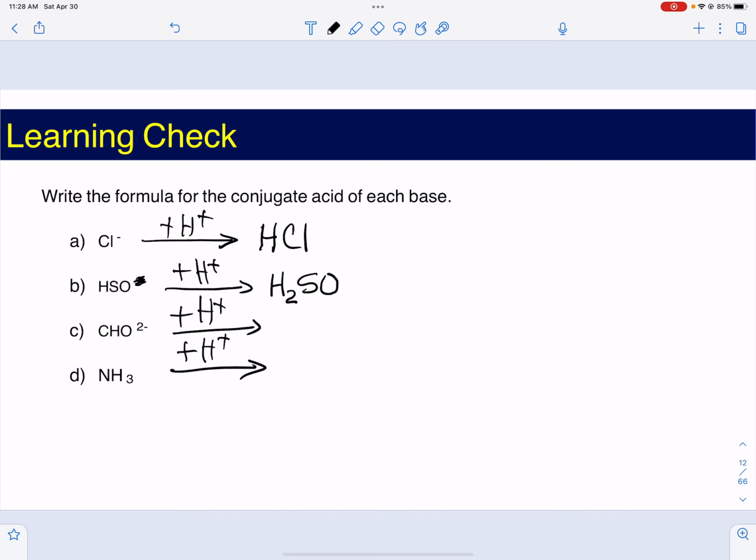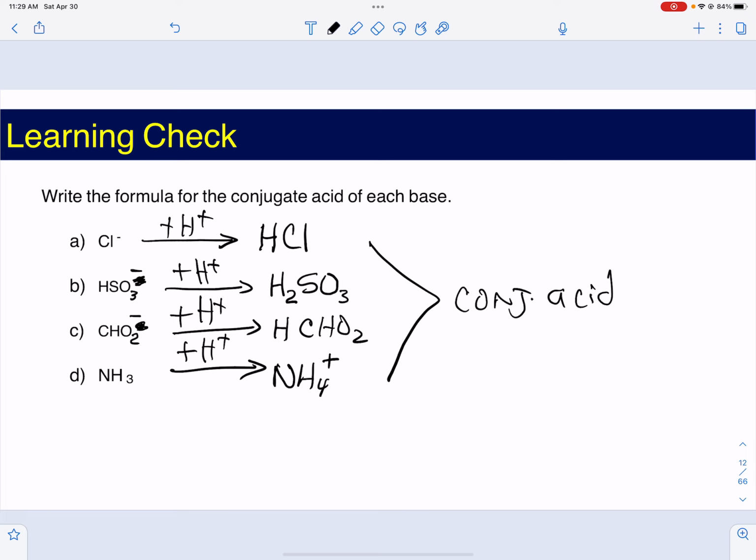Actually, this is wrong, sorry. This should be 3 there and minus 1 there. So that becomes neutral then. Same here, sorry. There should be 2 of them and negative there. So this will gain a hydrogen and becomes CHO2. And the NH3 gains a hydrogen and becomes NH4 plus. Keep track of the charges. Begins neutral, gains a positive, so it's going to have to be positive at the end. So we just did all our conjugate acids because we were beginning with bases.